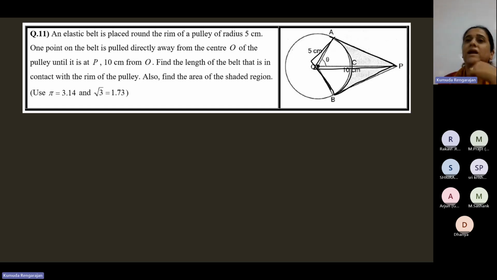Find the area of the quadrilateral. How? Find the area of one right triangle, double it, you will get the area of the quadrilateral OAPB. From the area of the quadrilateral, take away the area of the sector whose angle is 120 degrees. How do you find that area? 120 by 360 into pi r square. The difference will give you the area of the shaded region, correct? That also you can.